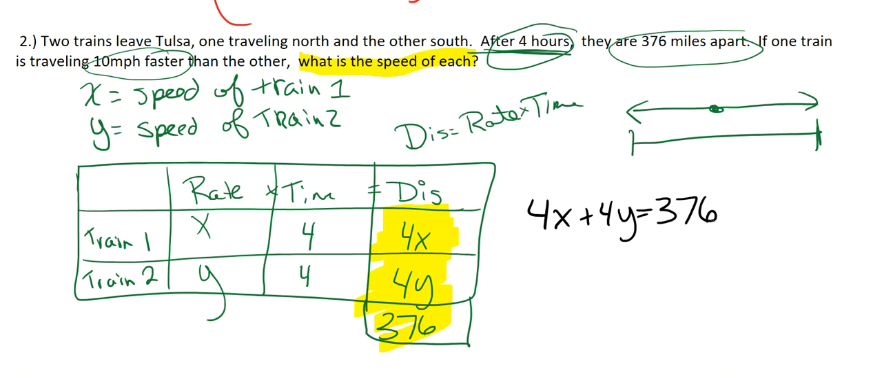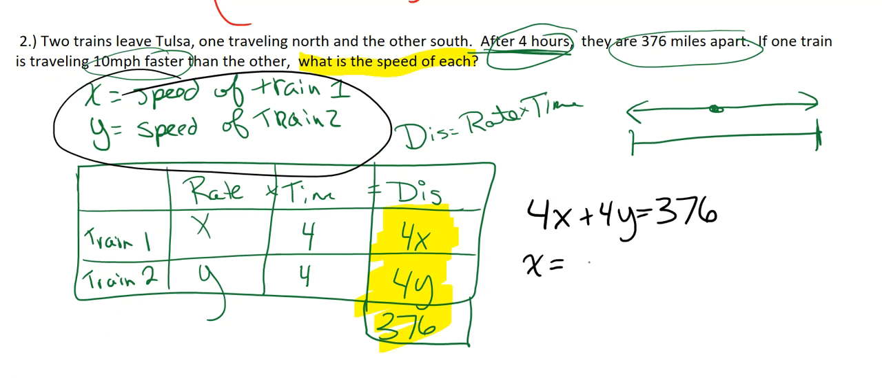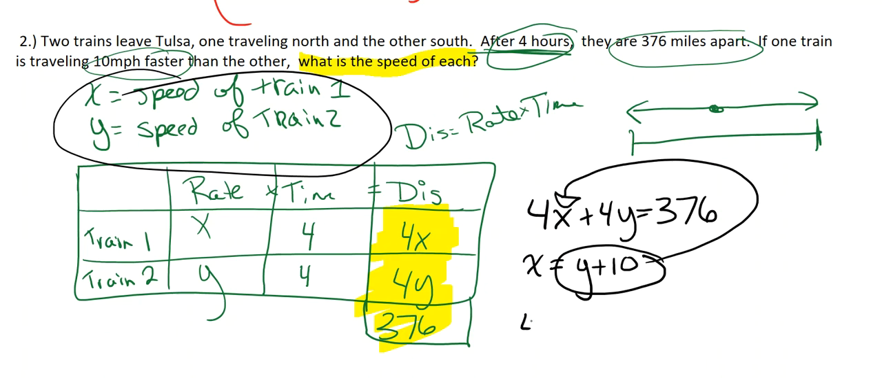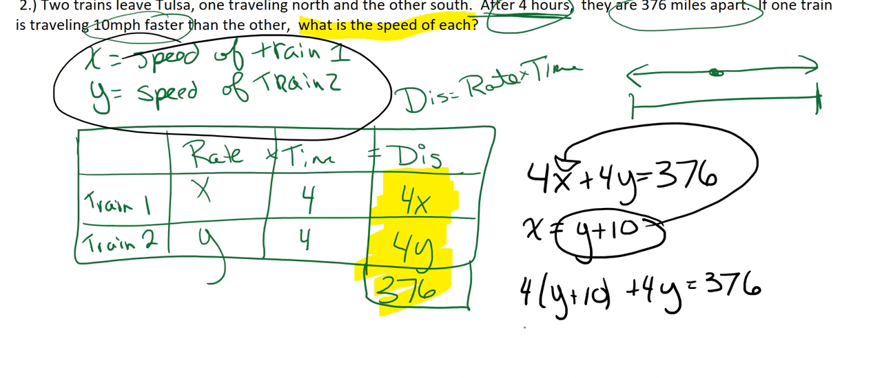The other piece of information we need from this is that one train is traveling 10 miles per hour faster than the other. So that equation right here stems from this. The problem doesn't tell us which train, so we'll just assume train 1 is 10 miles per hour faster than the second. So I add 10 miles there. And that sets it up nicely to do a substitution problem. So 4 times y plus 10 plus 4y equals 376. And then we start solving this. 4y plus 10 plus 4y equals 376.